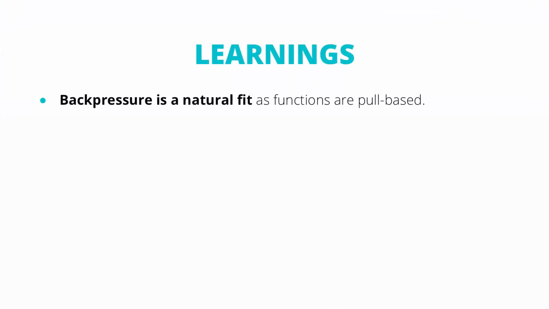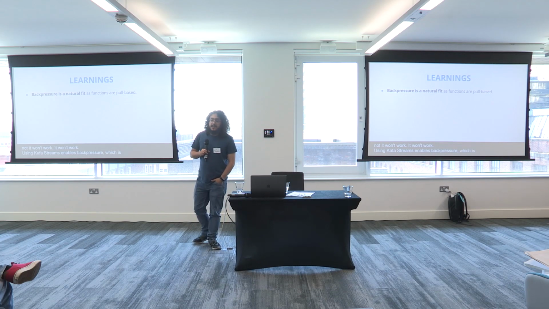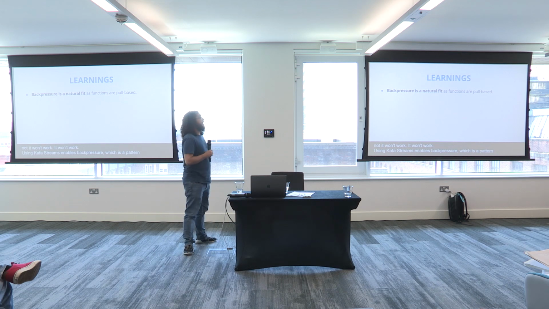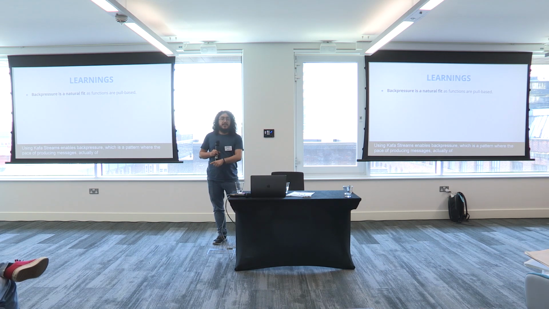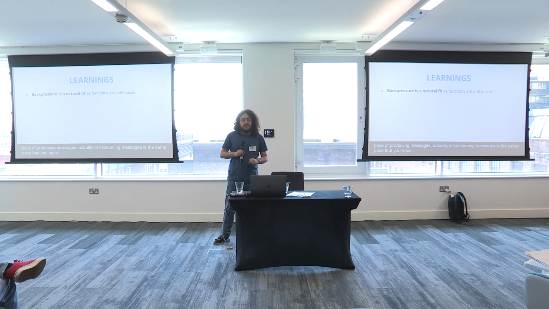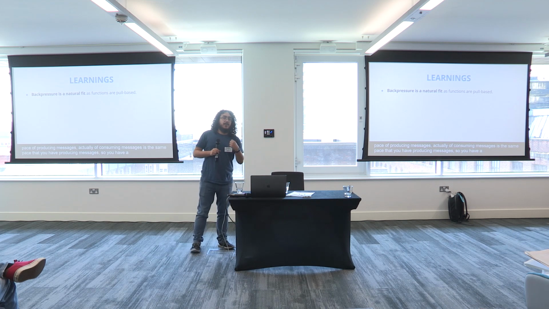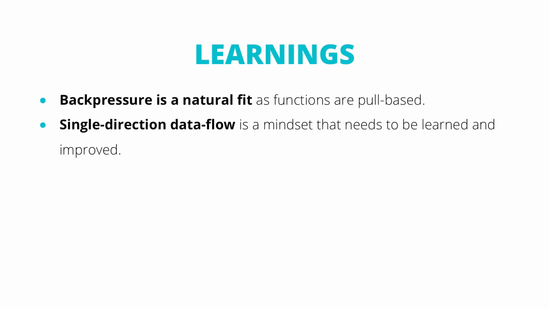Using Kafka Streams enables back pressure. Back pressure is a pattern where the pace of consuming messages is the same pace that you have producing messages. So if you have a system that is slow producing because you have a lot of load, you will start consuming more slowly. And single direction data flows is a mindset that needs to be learned and improved.